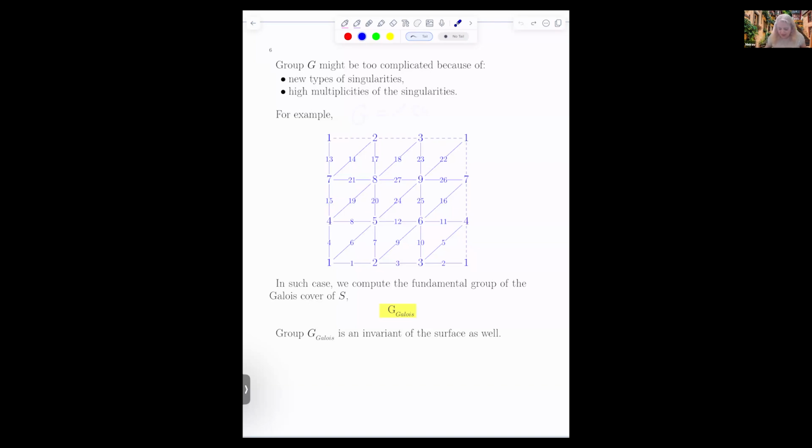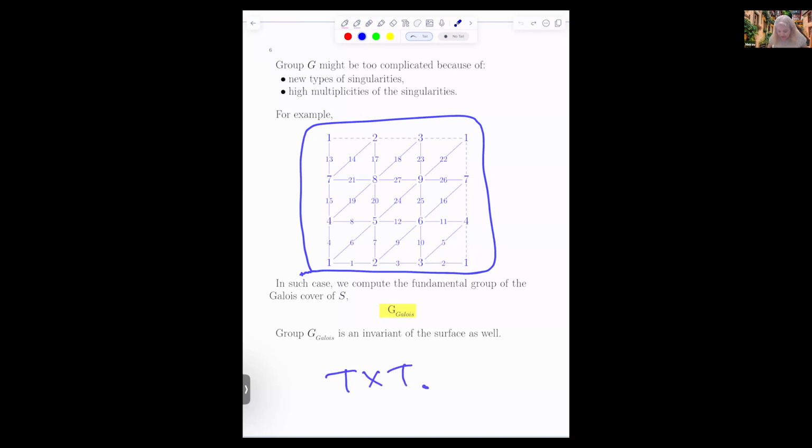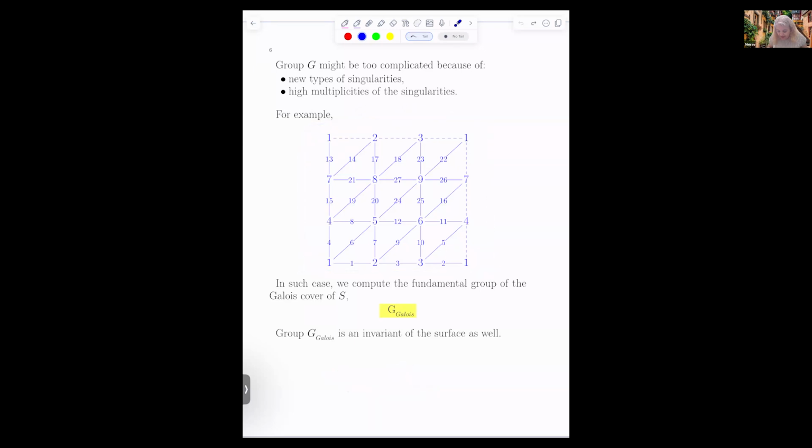Okay, I just say that this picture corresponds to the surface T times T, where T is a complex torus. And here we can have a very complicated fundamental group G. And it's not worth computing G in such a case. It's better to compute G Galois. Okay, I will continue.